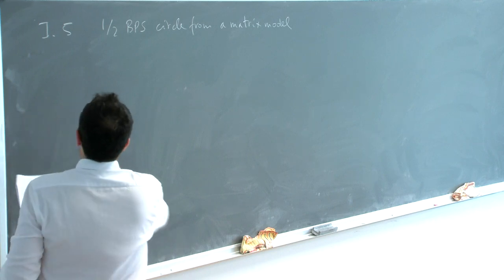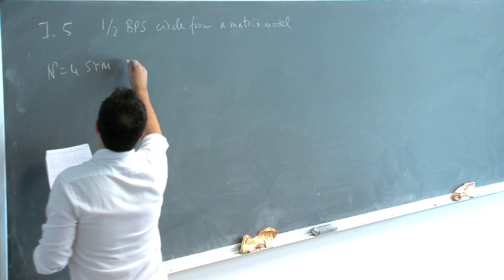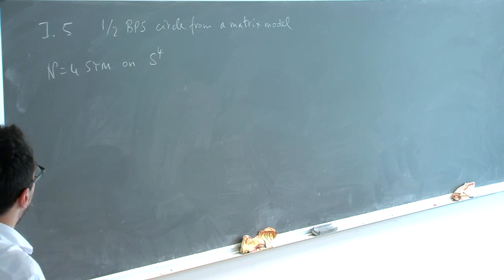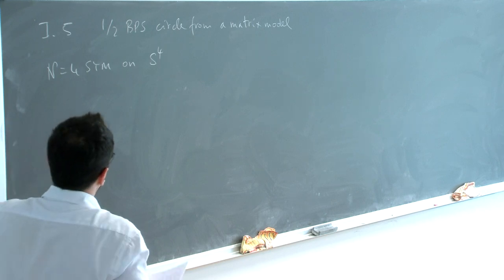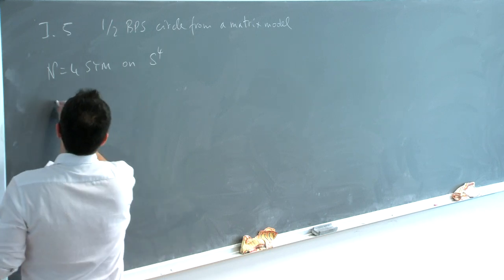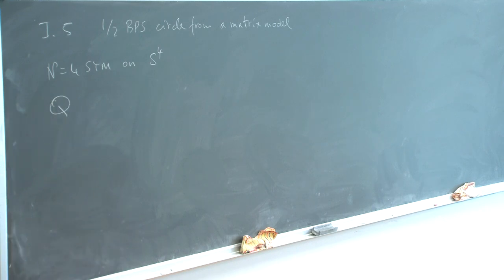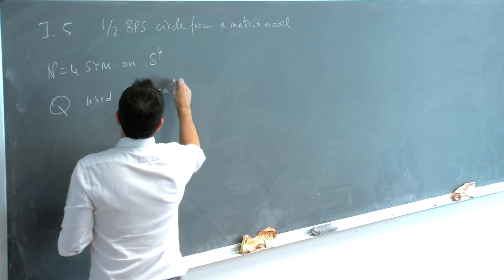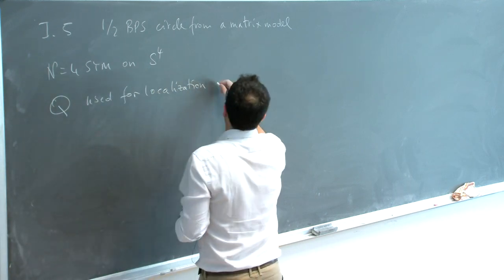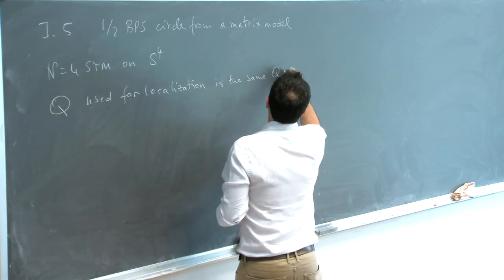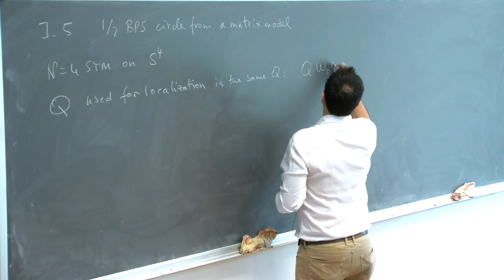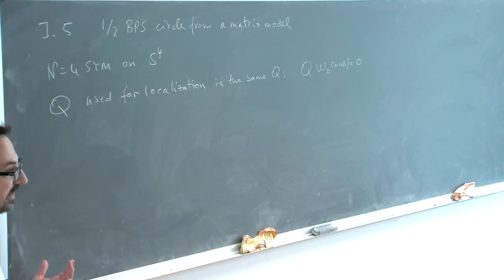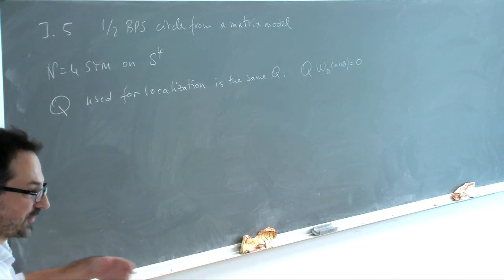Yeah. Okay, so now what are we going to do? We're going to put N=4 super Yang-Mills on S4. So we saw this morning how it works. We have a compact manifold, and then there was some fermionic symmetry, and the Q used for localization is the same Q such that Q of W circle is zero. So W circle is an operator annihilated by this particular Q that I'm using to construct this localizing action.